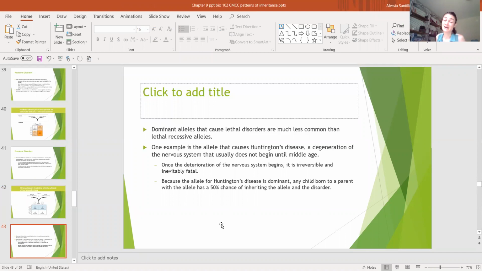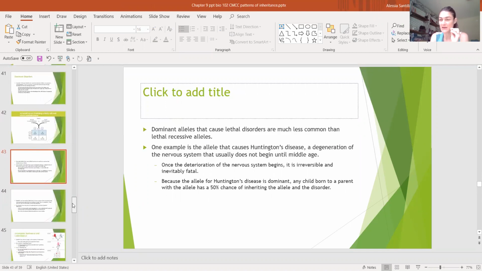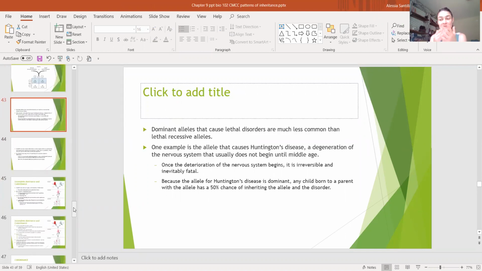An example is Huntington's disease. Huntington's is a degeneration of your nervous system, so you have neurological problems. It starts usually, but not always, in middle age, and then you have a few years before you pass away. This is also something that you get if you have the dominant allele. But since it starts at middle age, people usually have already procreated, so there's a 50% chance that their children also have the bad dominant allele. So it's a really sad disorder.